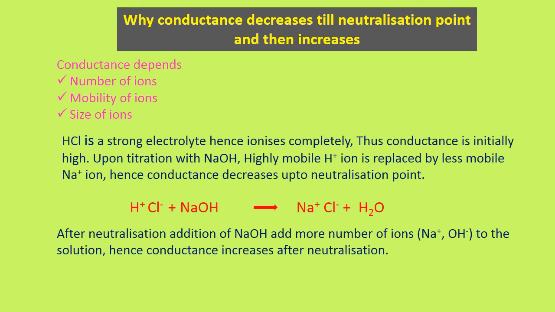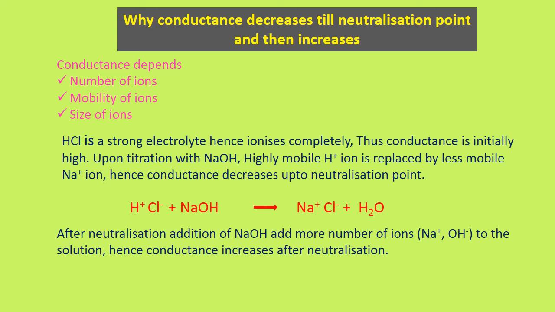Okay, let us see here. HCl is a strong electrolyte, hence it ionizes completely and thus conductance is initially high. So since HCl is a strong acid, it ionizes completely. So all the ions are conducting here. H plus and Cl minus ions will conduct and we have higher conductance. Upon titration, NaOH will remove H plus ions from the solution. From the solution, H plus ion is removed. Okay. And instead of H plus ion in the solution, sodium ion is replaced.